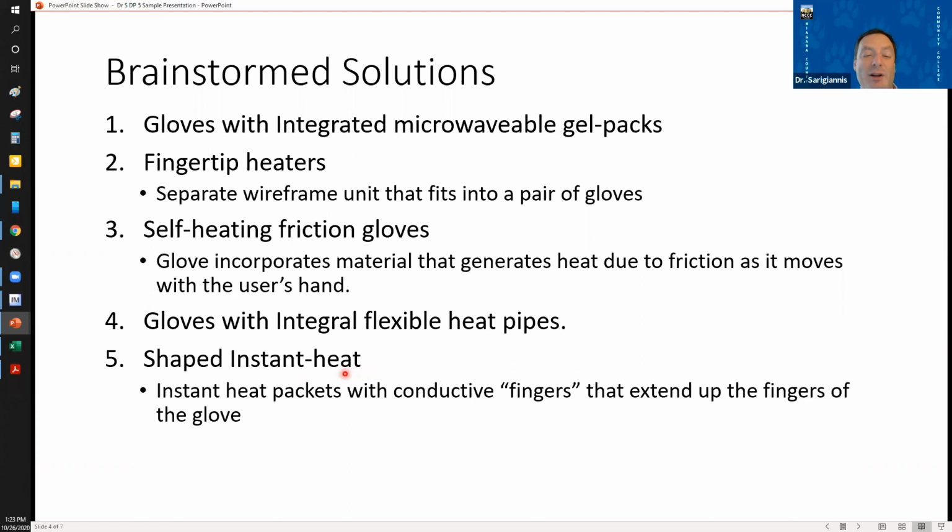And then finally, the last one is shaped instant heat. I just put a description here. So you know those instant heat packets? I figure if you have conductive little fingers at the ends of those, so you have a packet that, I'll hold my hand up, right? The packet goes in your glove, and instead of just being a solid square, it's got these little finger sections that go up into the finger sections of the glove.